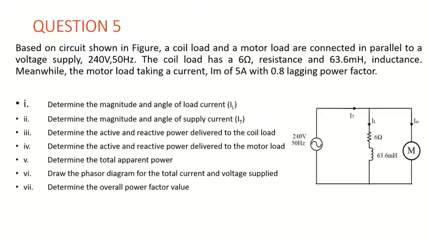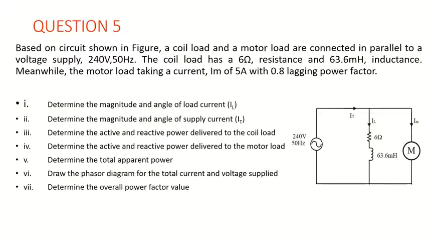Okay, we are now on question 5. Question 5 is about a circuit shown in the figure. A coil load and a motor are connected in parallel to a voltage supply.